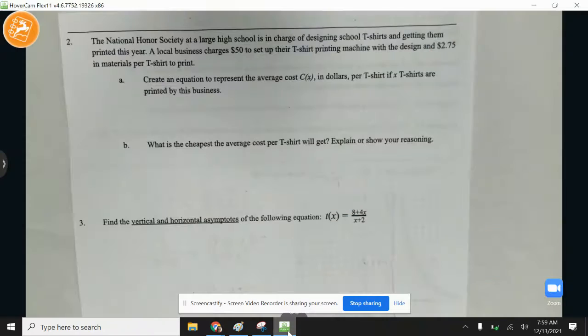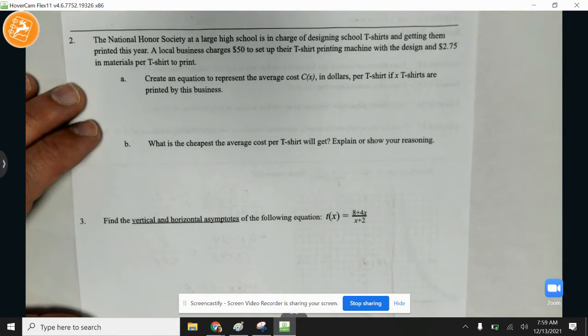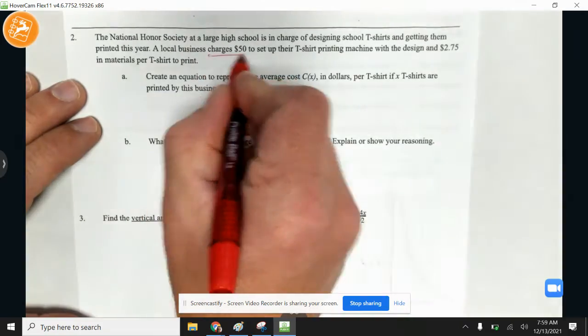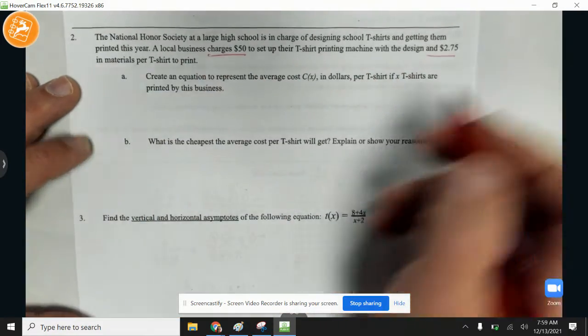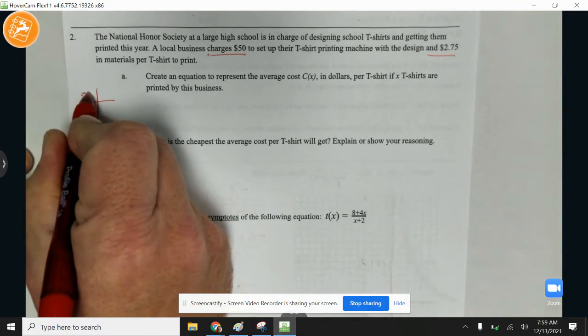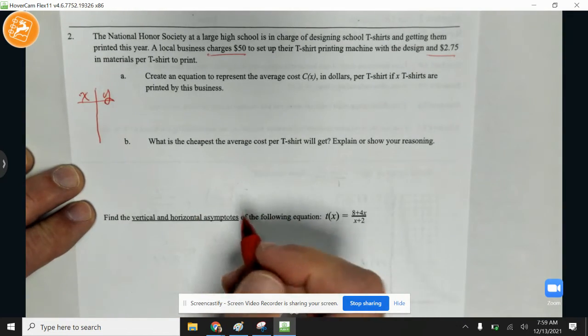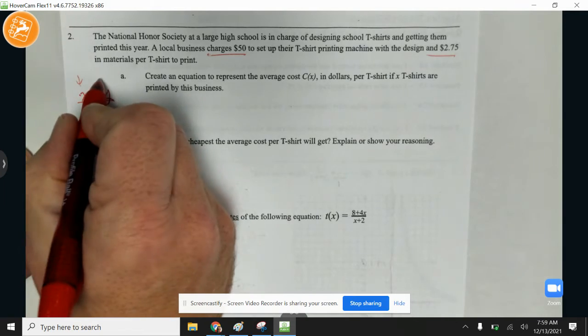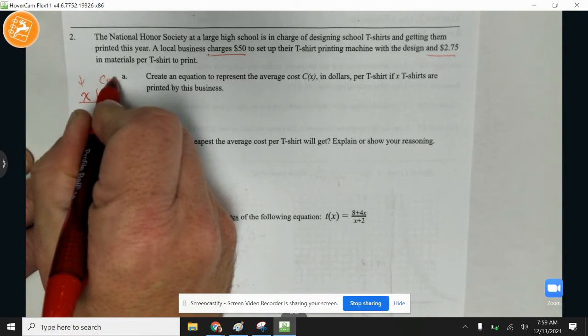Okay, so I want to go back to this right here. All I do is change the numbers. Again, if you don't know something right here, I always go back to the T chart. So I have my input, I have my output. These are my t-shirts that are going in, and this is my cost.